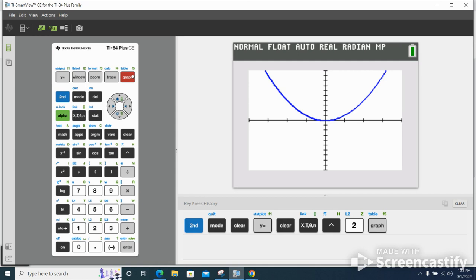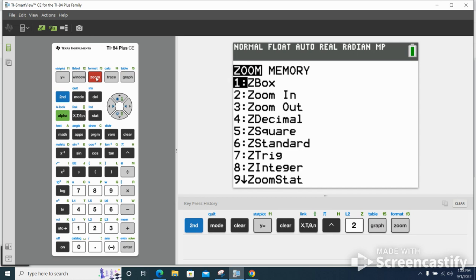Do you see what I see? Yeah, I'm going to help you with the zooms in a second. Some zooms are one way or the other. So if you're having a hard time seeing the graph, if you go to zoom, I like zoom standard, which is option number 6.